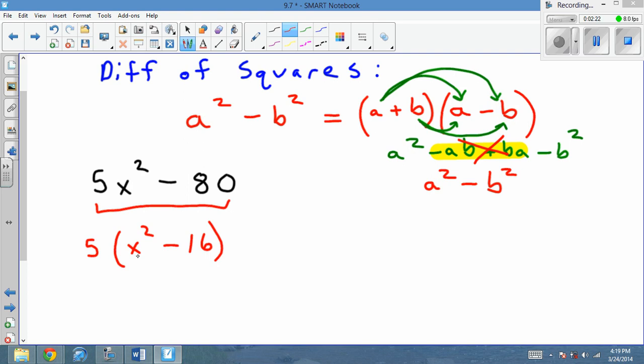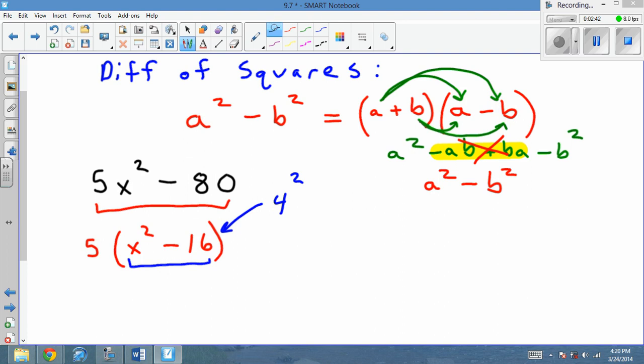Now, again, you can double check. 5 times x squared is 5x squared, and 5 times negative 16 is minus 80. Now, we have a unique situation where the value inside the parentheses is a difference of squares. 16 could be written as 4 squared. So x squared minus 4 squared is a difference of squares.